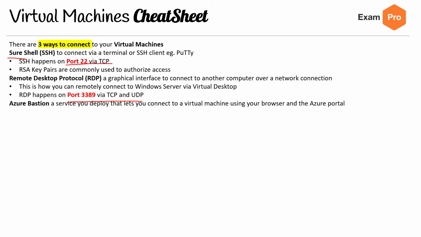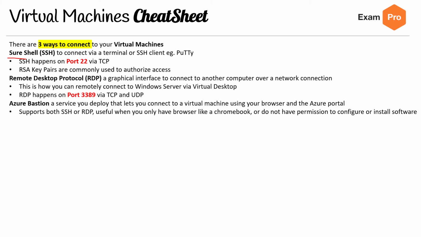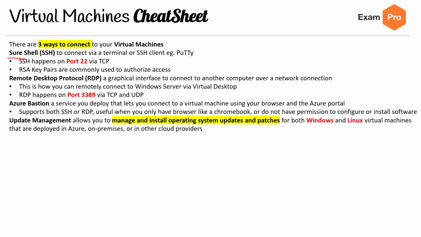Azure Bastion is a service you can deploy that lets you connect to a virtual machine using your browser and the Azure portal. It supports both SSH and RDP, and is useful when you only have a browser, like a Chromebook, or do not have permission to configure or install software.